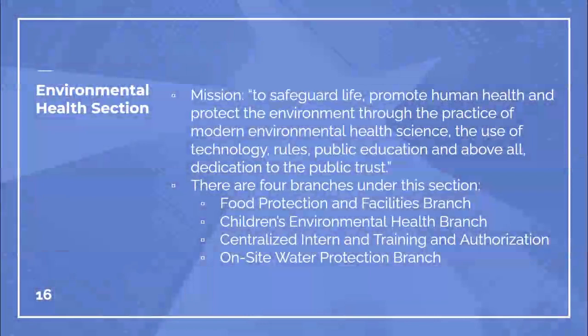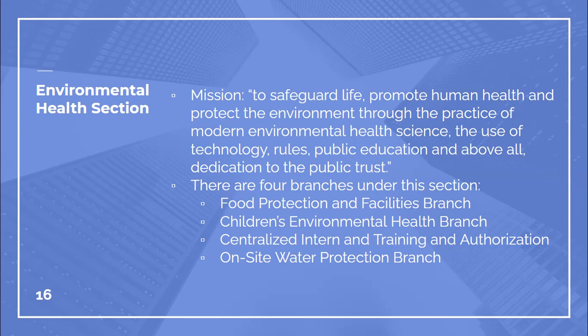The mission statement of the environmental health section is to safeguard life, promote human health, and protect the environment through the practice of modern environmental health science, the use of technology, rules, public education, and above all, dedication to the public's trust. There are four branches underneath this section, but I'm going to focus on only three because the centralized intern and training and authorization branch is honestly just the training for any members that work in any of the other three branches or any of the health inspectors. So the other three branches that I'm going to focus on are the Food Protection and Facility Branch, the Children's Environmental Health Branch, and the On-Site Water Protection Branch.